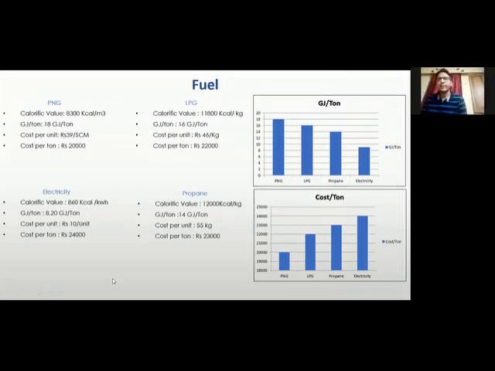So, come to the point. Again, we compare the graphs of the gigajoule per ton. In case of PNG, a higher gigajoule per ton is required as compared to other fuels. But in case of the cost, PNG cost is very less as compared to other fuels. So the PNG fuel is economical. So PNG fuel is very economical as compared to the other fuels. Next, sir.